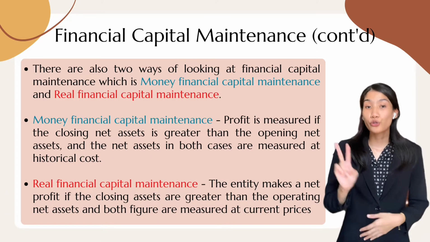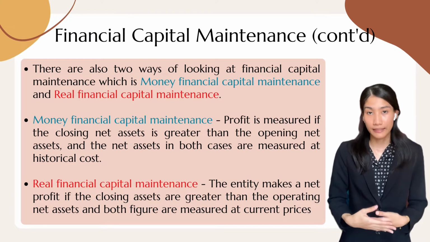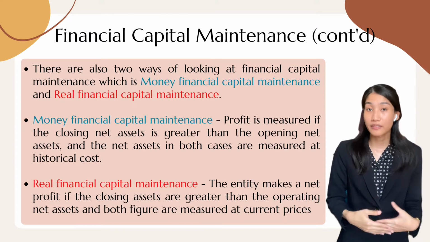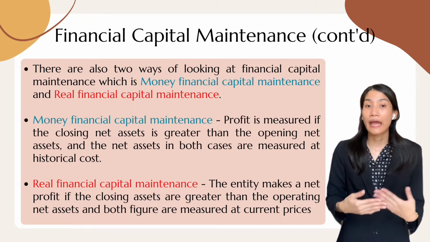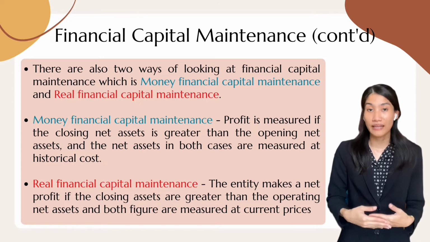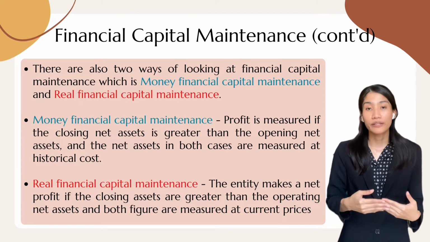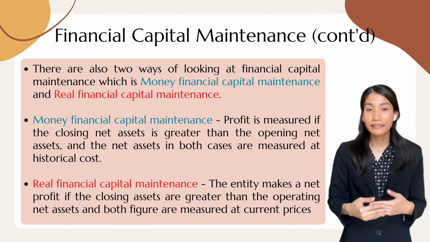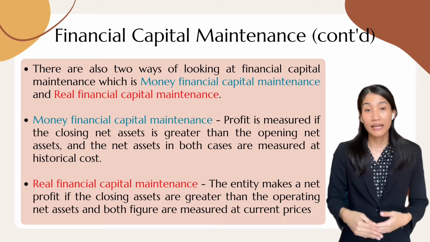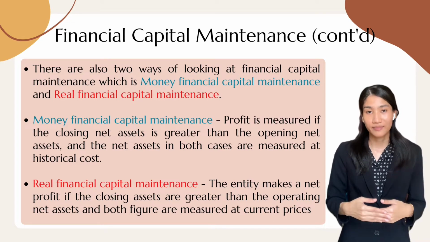Furthermore, there are also two ways of looking at financial capital maintenance, which are money financial capital maintenance and real financial capital maintenance. Under money financial capital maintenance, the profit is measured if the closing net assets are greater than the opening net assets, and the net assets in both cases are measured at historical cost. This method does not take into consideration inflation or the time value of money. On the other hand, under real financial capital maintenance, the entity makes a net profit if the closing net assets are greater than the opening net assets, and both figures are measured at current prices.